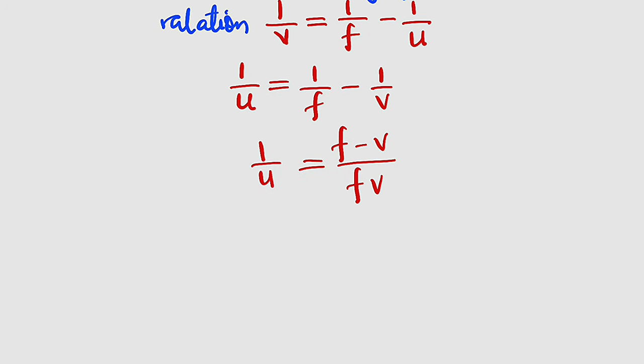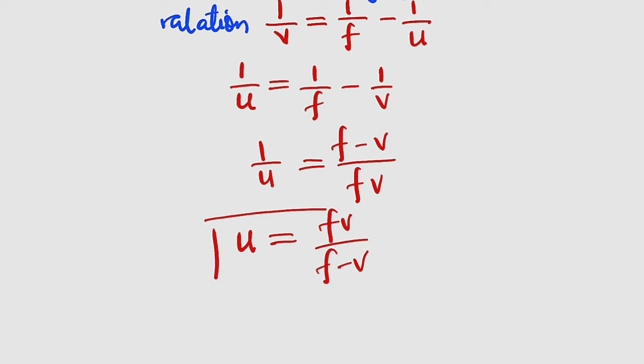Then since we are looking for U, not 1 divided by U, we can take reciprocals of both sides. Taking reciprocal of 1 divided by U, just like flipping it upside down, it will become U. Do the same thing to the other side, it becomes FV divided by F minus V. And hence we have expressed U in terms of F and V.